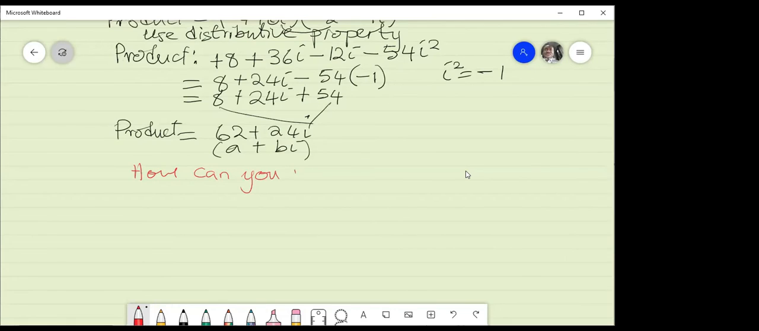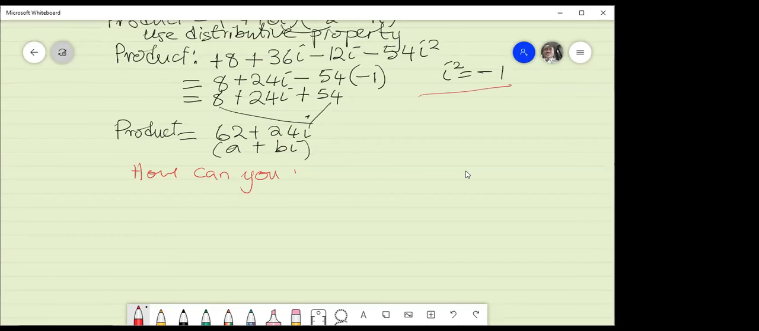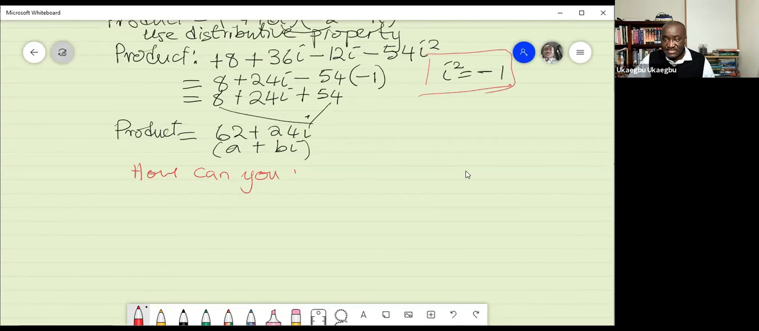Wait, Mr. Ukaegbu, why did you change it to positive 54? Because negative 54 multiplied by negative 1 is positive, and i squared is defined as negative 1. How is it negative 1? We already know that i is equal to the square root of negative 1, right?